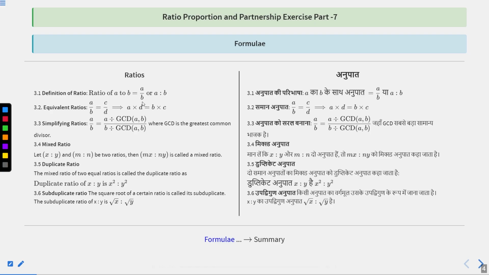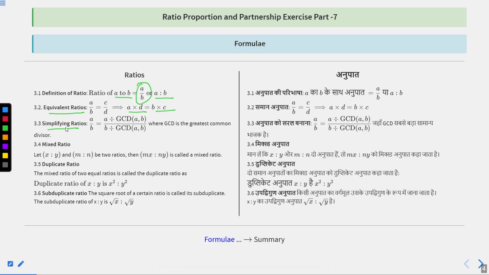Now first we see the formula of ratios, proportion and partnership. Now the first formula of ratio is the definition of ratio. How can we represent the ratio? When we compare two numbers or two things of the same magnitude, A ratio B, we can write it A to B, A upon B in fraction form, or A ratio B. The representation of A ratio B is A colon B. Clear? In the same way, equivalent ratio: A upon B equals C upon D. If this is given, then we can write A into D equals B into C.